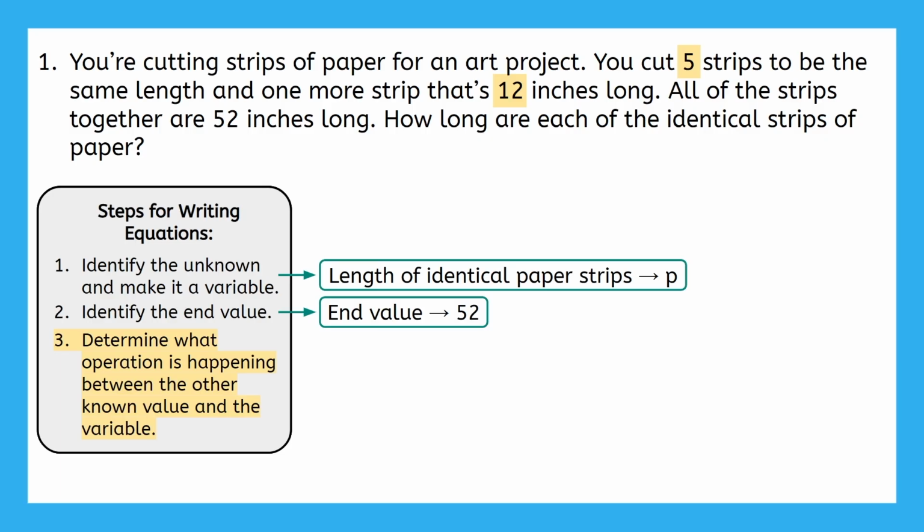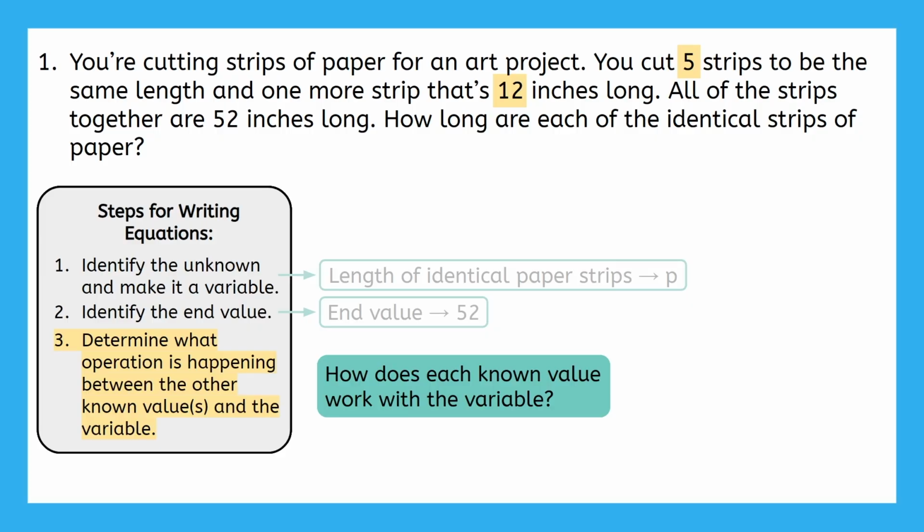We've already done a lot of work with one-step equations, but it seems like this situation calls for a 2-step equation because there are 2 more known values that are working with the variable. No worries though, we can still follow this 3rd step, but now we'll just have to think about how each of these known values is working with the variable and in what order. What do you think? How does each known value work with the variable? Take a guess in your guided notes.